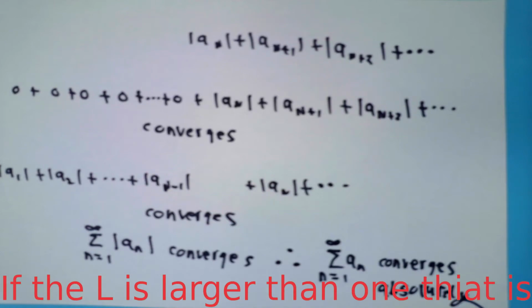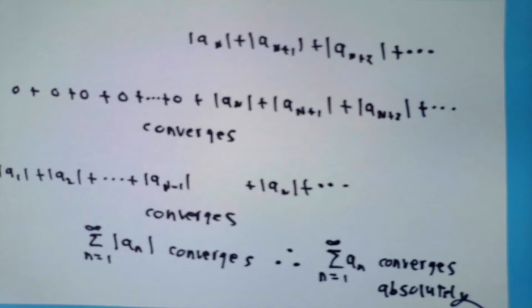If the R turns out to be larger than 1, a very similar argument will show that the original series diverges. If the limit works out to be exactly 1, then because of the two examples we looked at at the beginning, we can't draw any hard conclusion in that case.